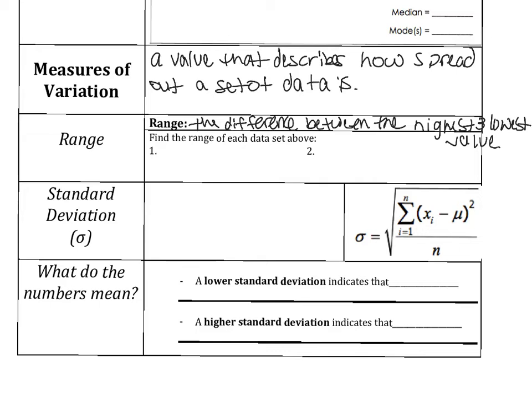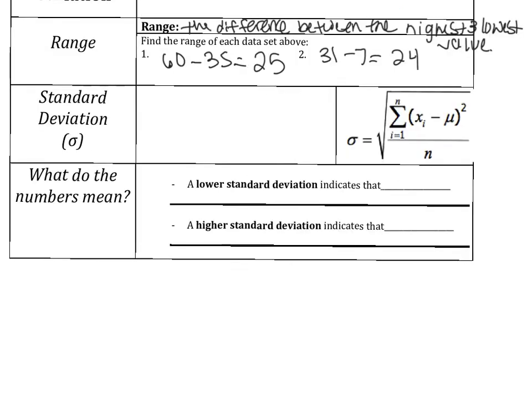Therefore, when looking back at example 1, the highest number was a 60. The lowest number was a 35. Therefore, to calculate the range, we do 60 minus 35, giving us a range of 25. Whereas in example 2, we have 31 as our highest value and 7 as our lowest value, giving us a range of 24.